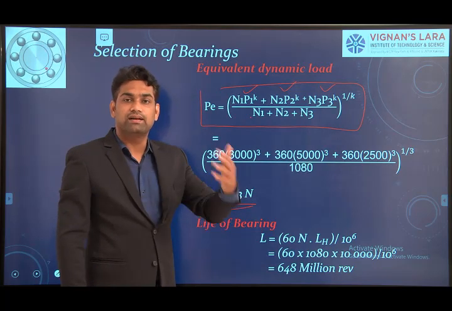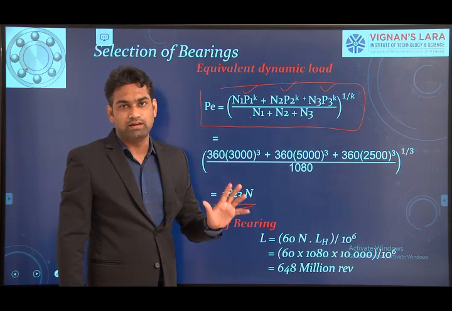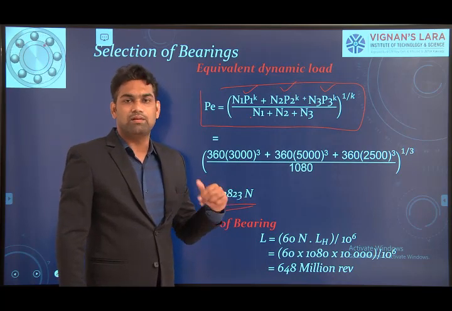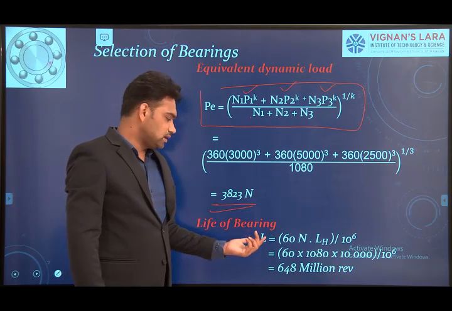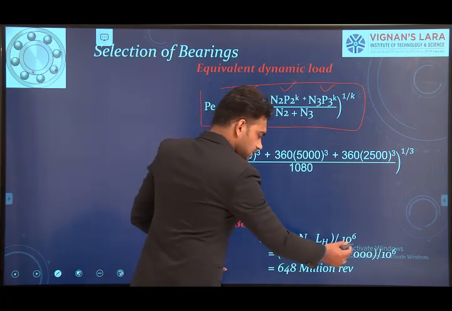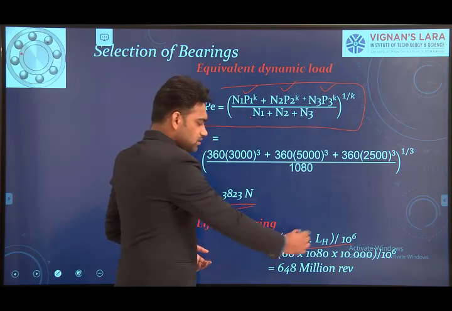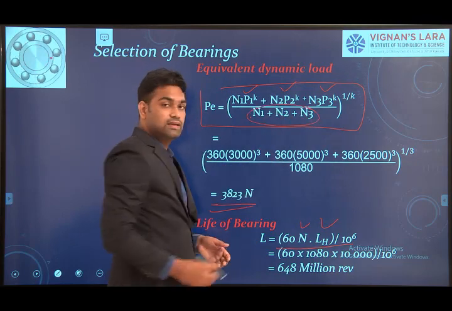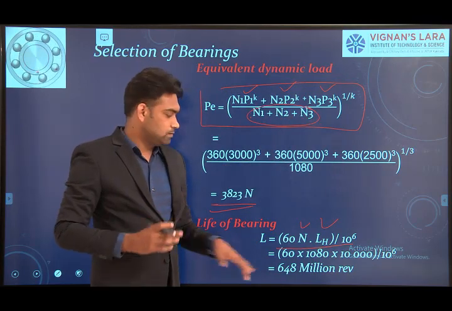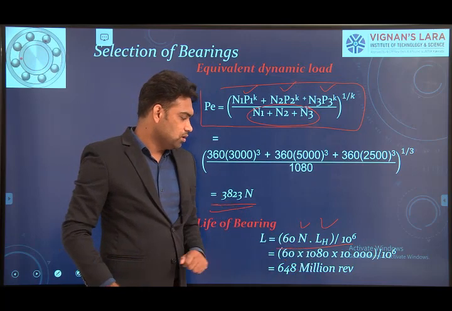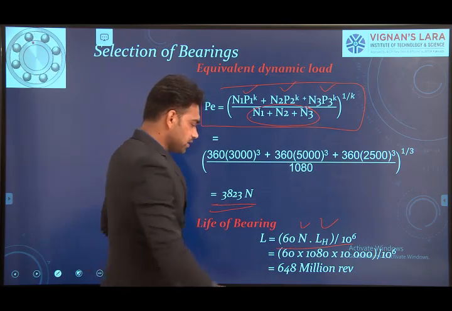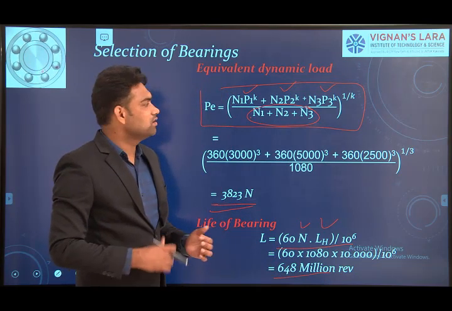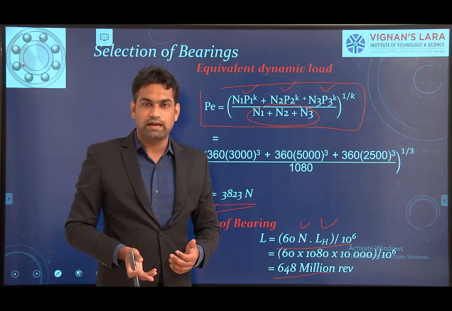And the life in hours, LH, is given as 10,000 hours. We need to calculate life in million revolutions in order to calculate the dynamic load carrying capacity of the bearing, C. So C equal to P into L power 1 by K. Here L is calculated, L equal to 60 N LH by 10 power 6, that you know. LH is given and the speed N can be taken as the total number of revolutions, N1 plus N2 plus N3. So you need to take N as 1080 revolutions. So we can calculate the life in million revolutions, 648. Then we can calculate the dynamic load carrying capacity, that is C.